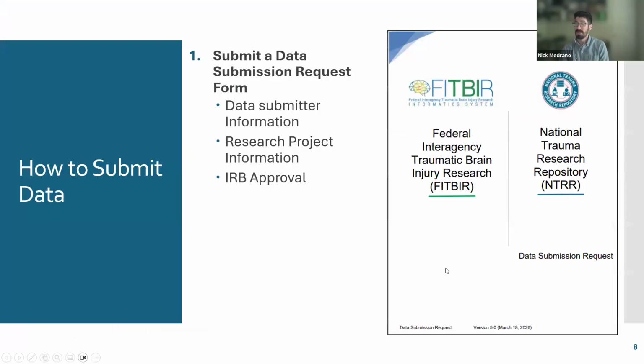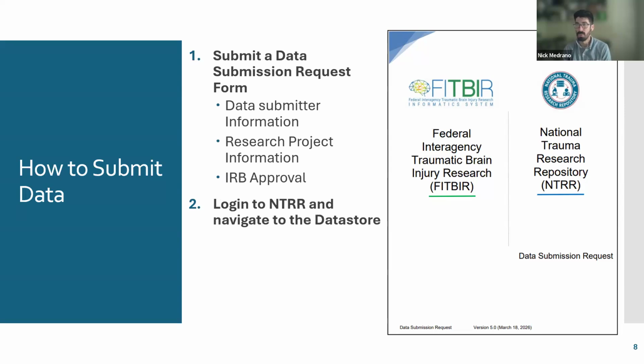And then on the other side, how did the data that I'm showing you get in there? How to submit data: submit a data submission request form. That form was right next to the data access request form. Essentially, this will be the data submitter information about your research project, and then of course getting IRB approval for submitting the data to the system. Once you have that all submitted, you'd log into the system and navigate to the data store, that same module we were just in.